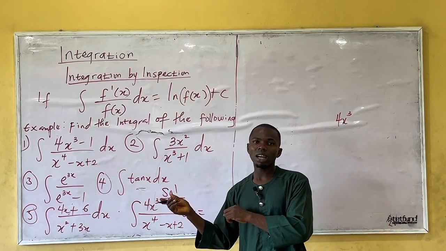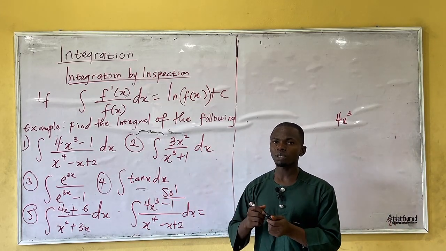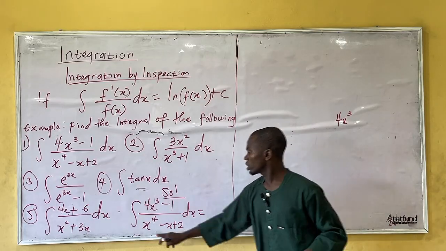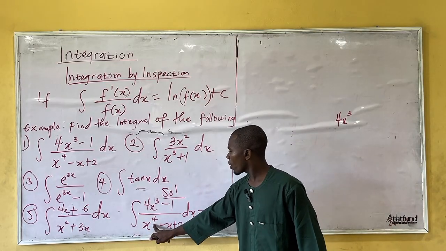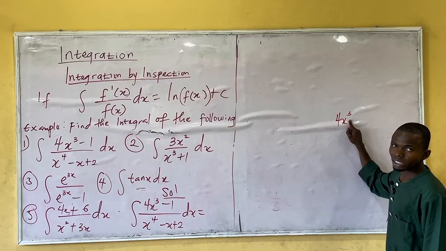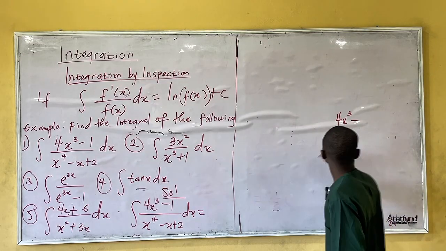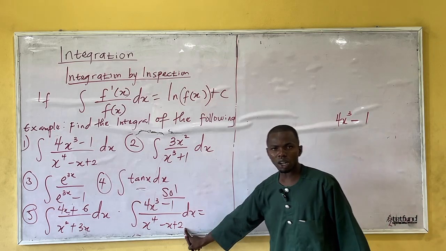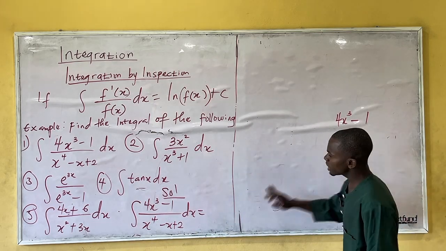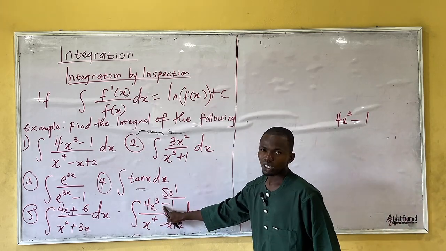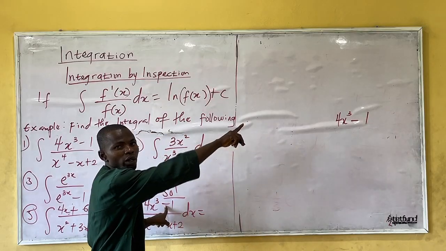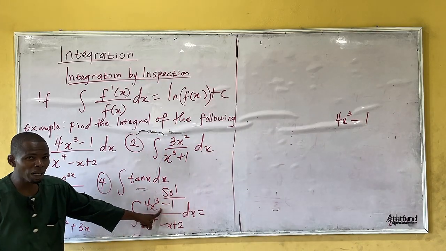Go and check my previous video, where I explained the concept of differentiation. So the differential of x raised to the power of 4 gives us 4x cubed. Then minus, if I differentiate x, it gives me 1. 2 is a constant. So when I differentiate the denominator, I get 4x cubed minus 1, which is equal to the numerator.